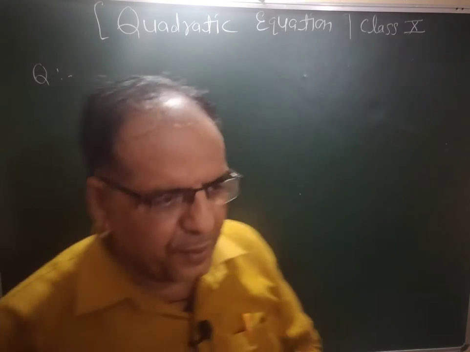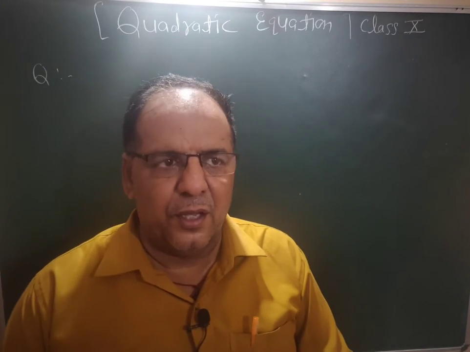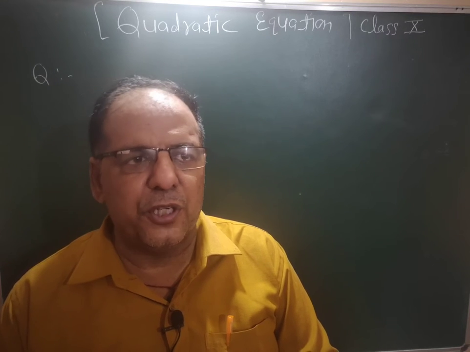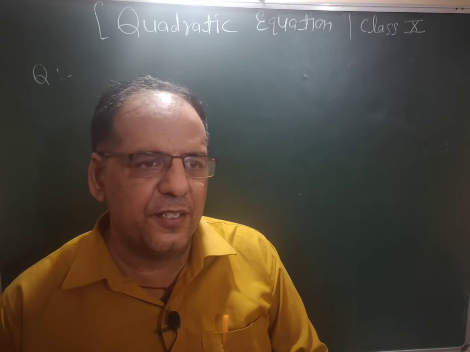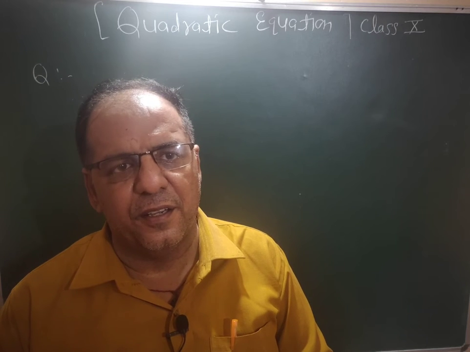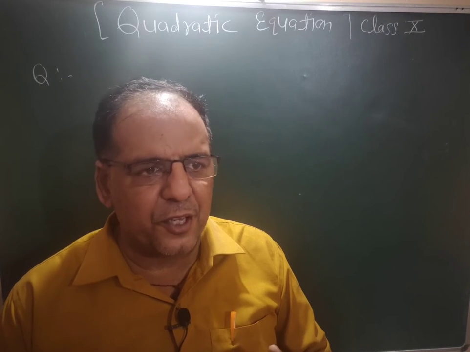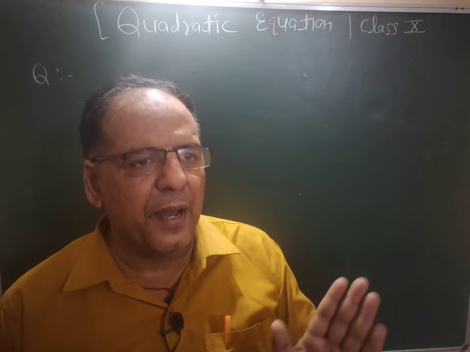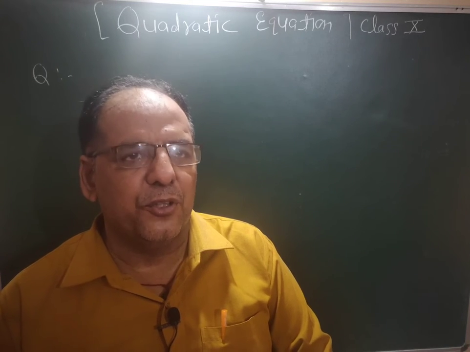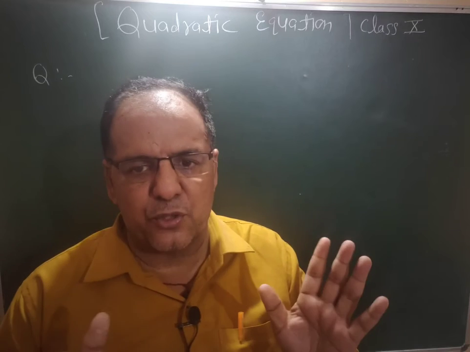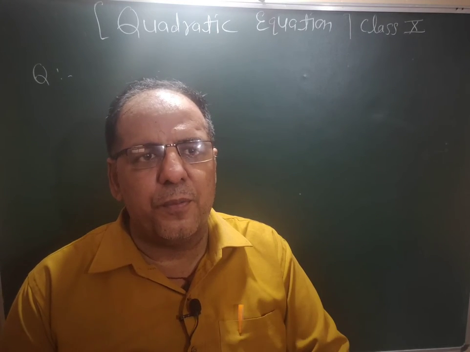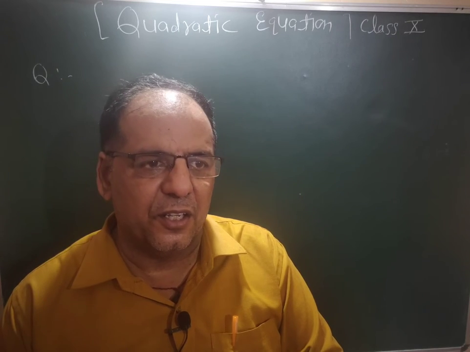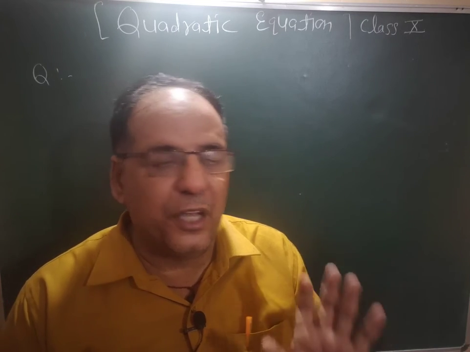Suppose the question is given: the product of two consecutive positive integers is 90. Form a quadratic equation by using which we can find the required positive integers. I am repeating my question. The product of two consecutive positive integers is 90. So form a quadratic equation.